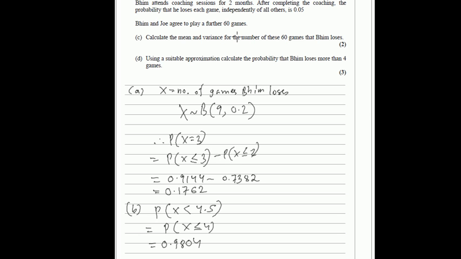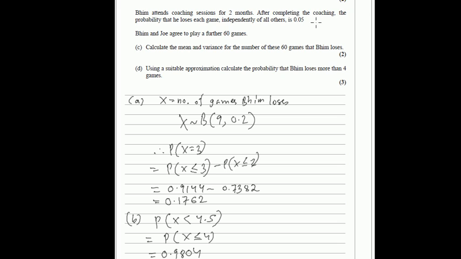After that, Bhim attends coaching sessions for 2 months. After completing the coaching, the probability that he loses each game independently of all others is 0.05. So the probability now is very low, 0.05. Bhim and Joe agree to play a further 60 games. So now the probability of success is very small and the value of n is large. Remember, larger than 50 means this is not in the table.